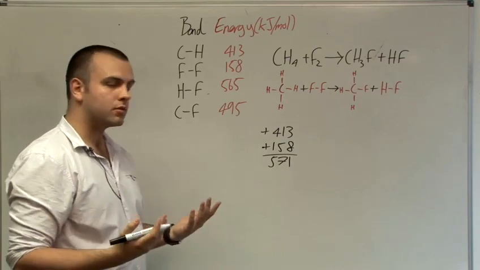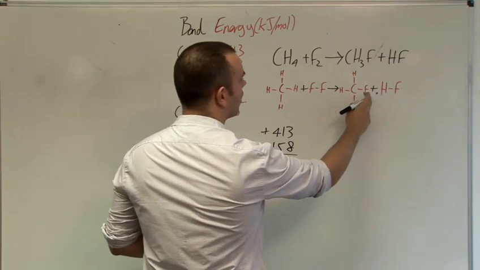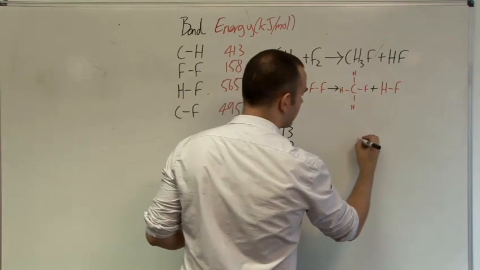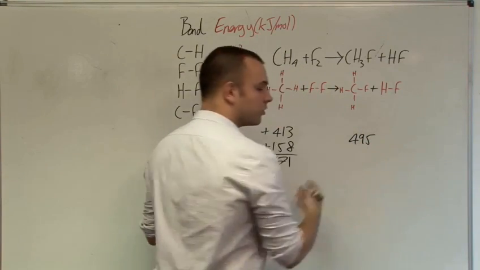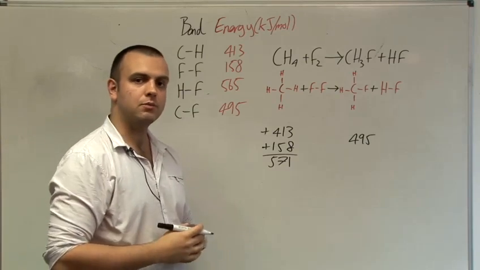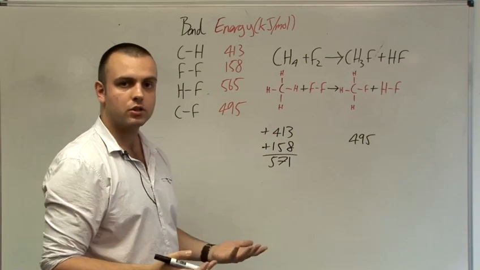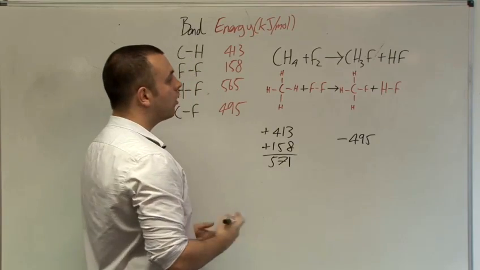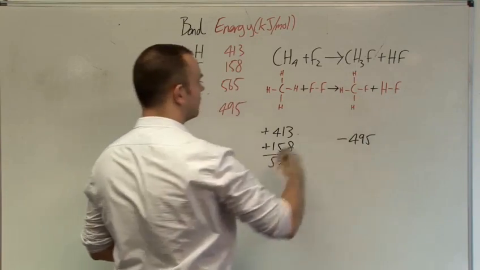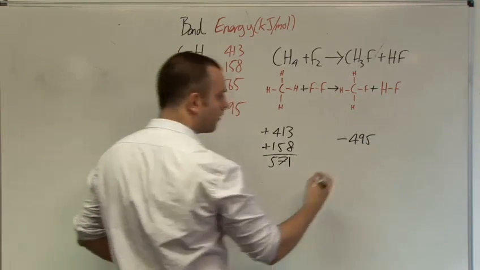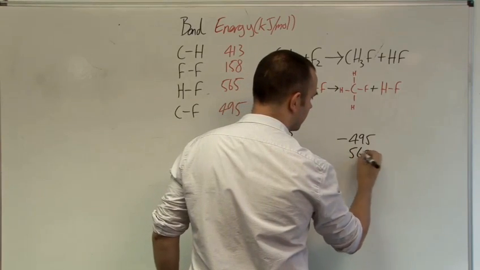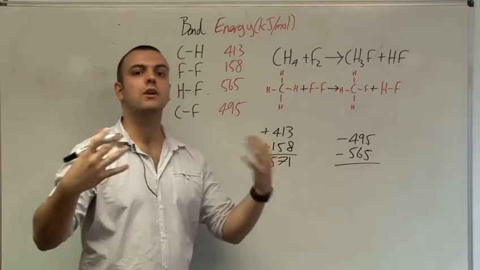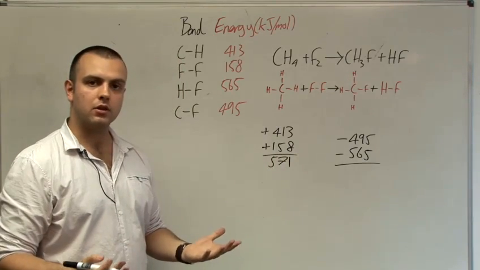What bonds are being formed? Well, we have one carbon-fluorine bond, which has an energy of 495. Now, because the bond is being formed, that means energy is being given out, energy is being lost by the chemicals. So we put a minus sign. Also, the bond being formed is the hydrogen-fluorine bond, which has an energy of 565. This is the total of the energy being lost by the chemicals. This energy would be given out and would be absorbed by the surroundings.